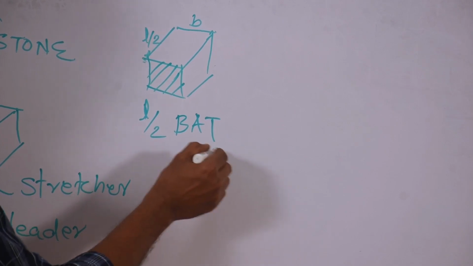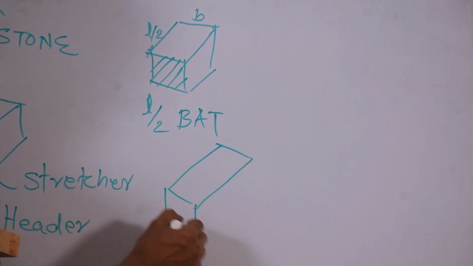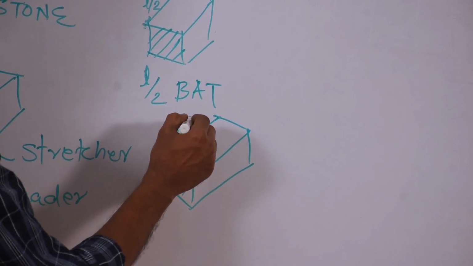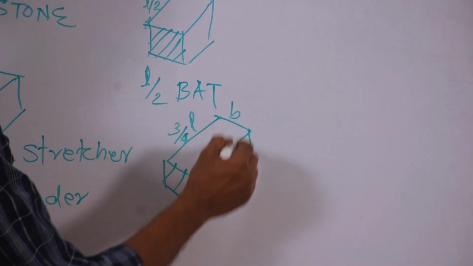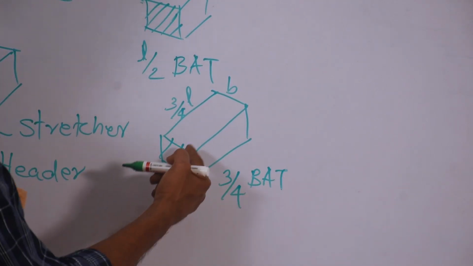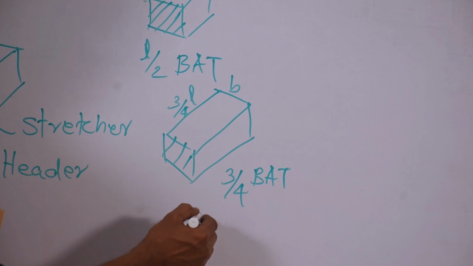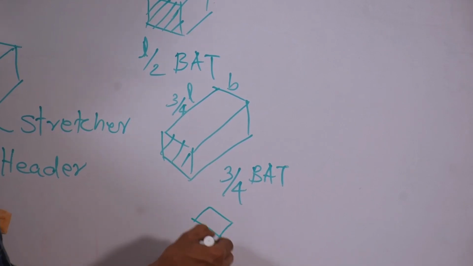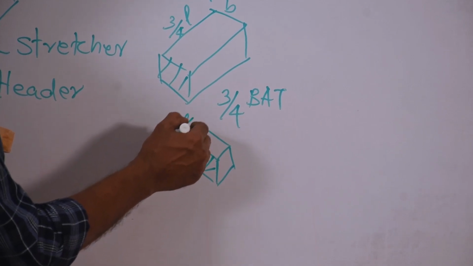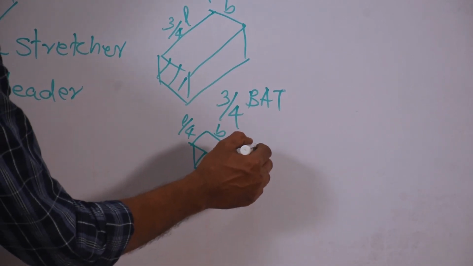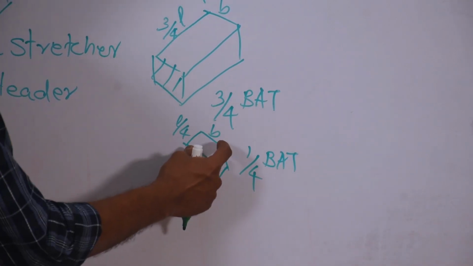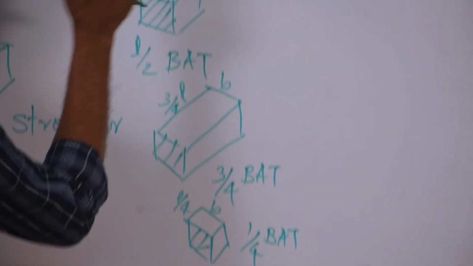If the length is 3 by 4 of the total length L and full width, it is called a 3 by 4 bat. And the remaining portion is 1 by 4 length. If the length is 1 by 4 of the total length, L by 4, and full width, that is a 1 by 4 bat. So, depending upon the length, there are 1 by 4, 3 by 4 and half bat.